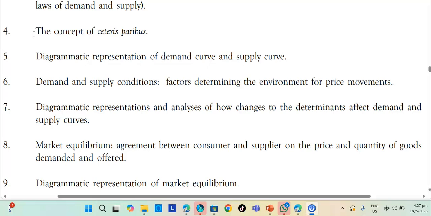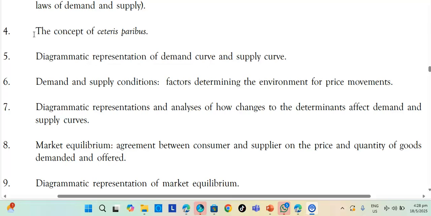So improved technology lowers production costs and increases efficiency, leading to higher supplies. So if a bakery installs new ovens that bake bread faster, this increases the supply of bread.